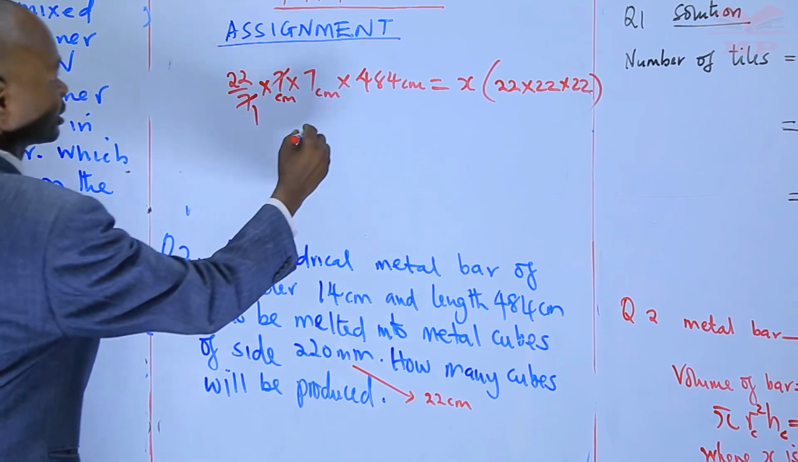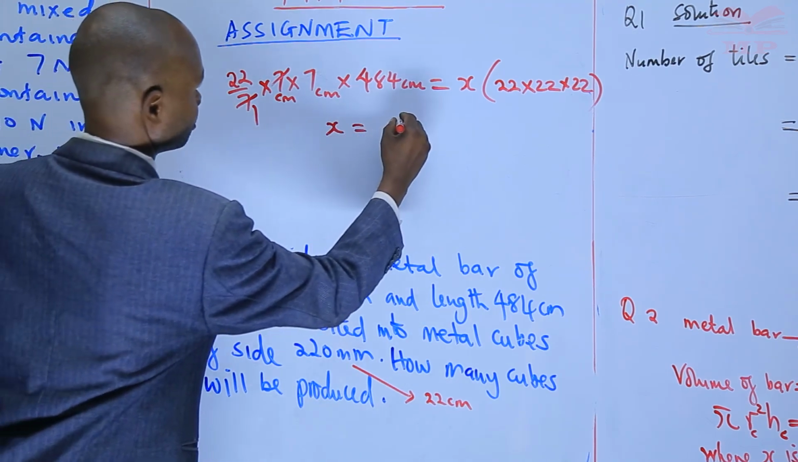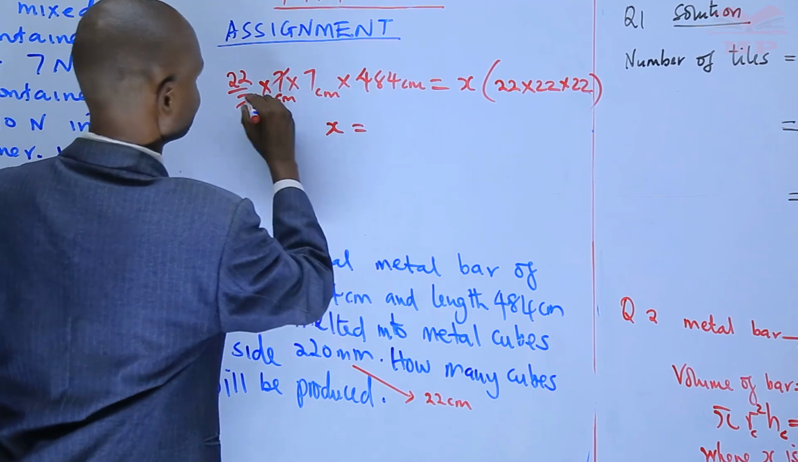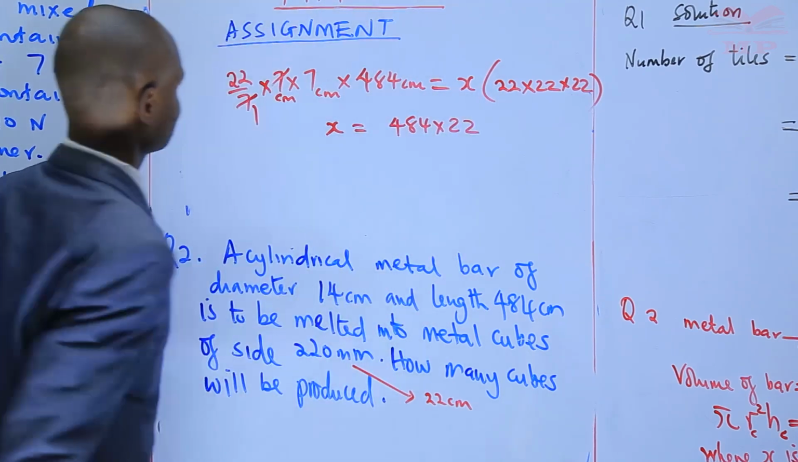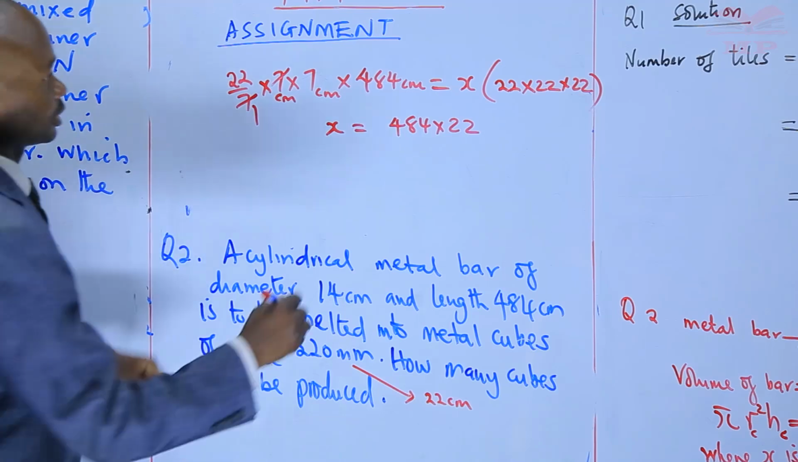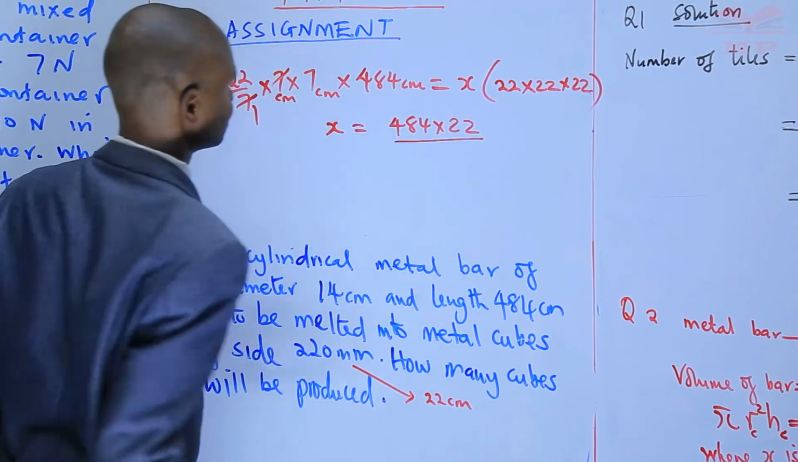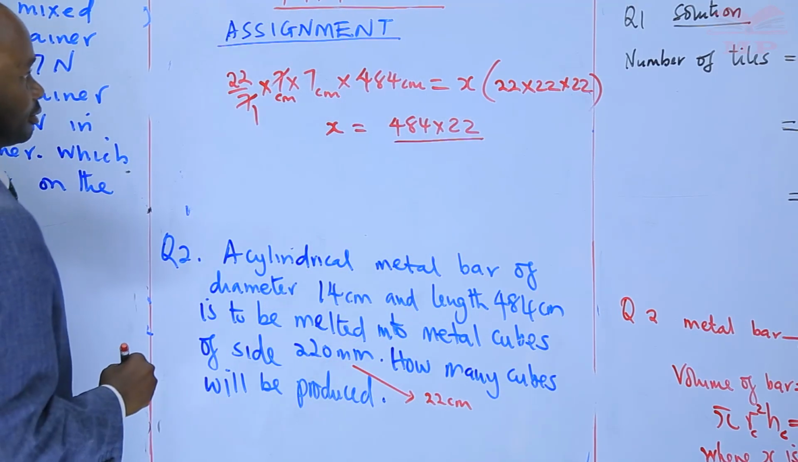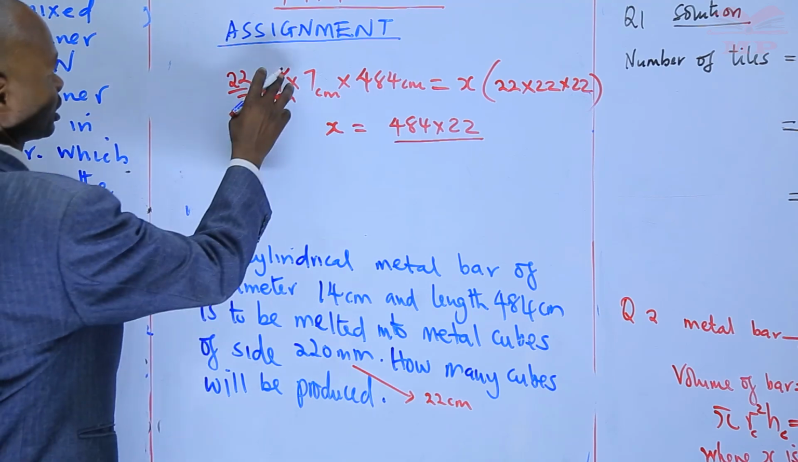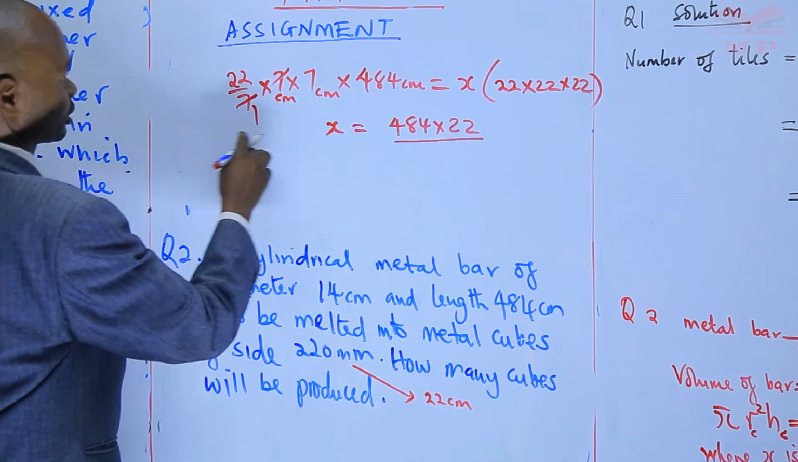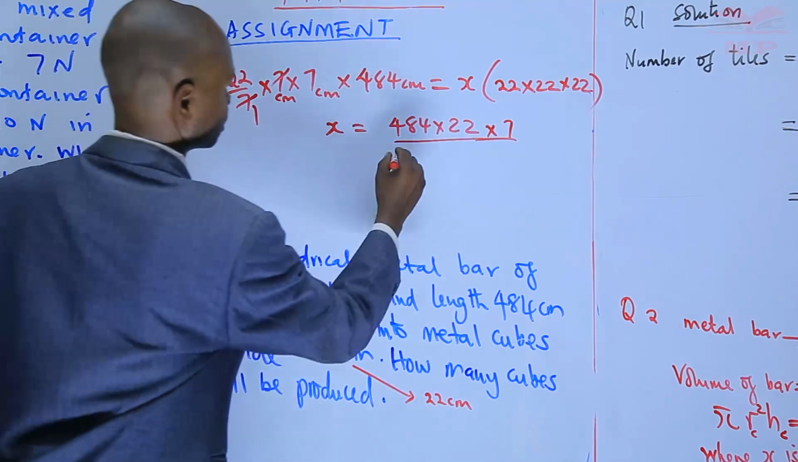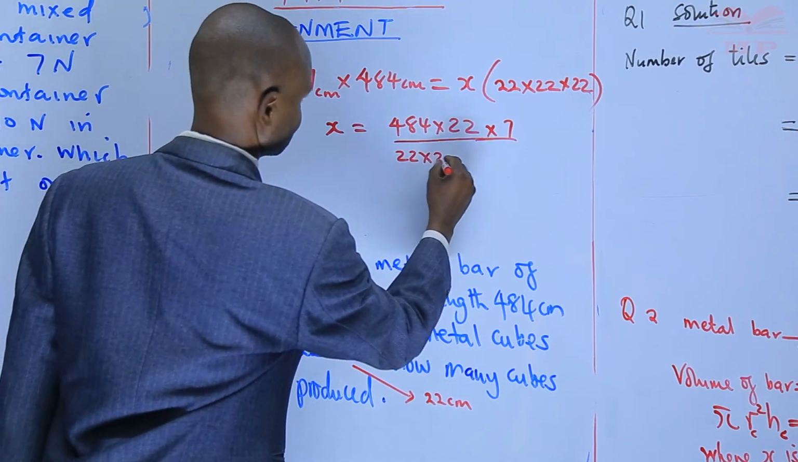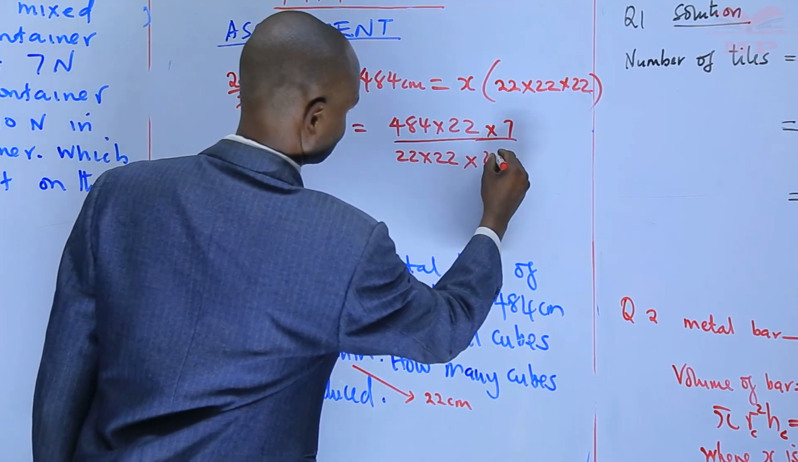So X will be equal to 22, 484 times 22 divide by this, cancelled with that. So I have forgotten a 7 here, into 22 times 22 times 22.